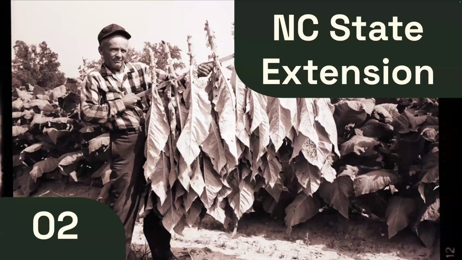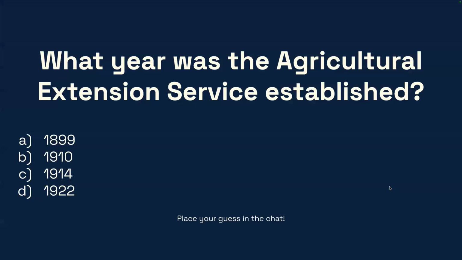So, to pull back a little more broadly before I get into 3X specifically, we're going to look at extension at NC State. The background image on this slide is another black and white negative of a man standing in a tobacco field in Vance County in 1967, very proudly holding up some sheaves of what I believe are tobacco leaves. So, a quick question for you all, very low threshold for participation today.